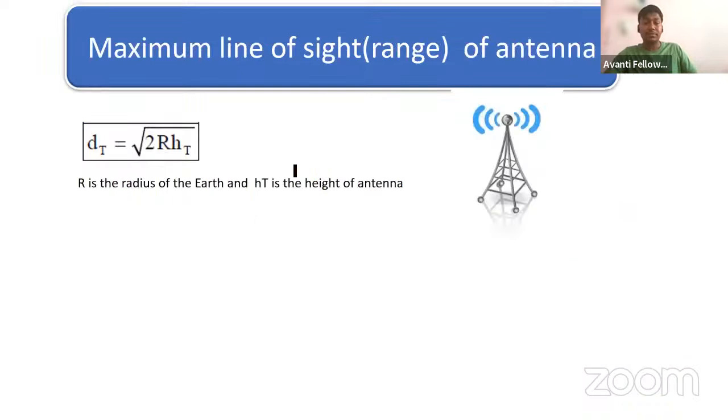Now the main part of this lecture has started, so please focus here, everyone. Now we will define the line of sight and the maximum range of the antenna at which the signal can be transmitted by a transmitter, or you can say antenna, and how much range is required to receive the signal and to set the location of the receiver.